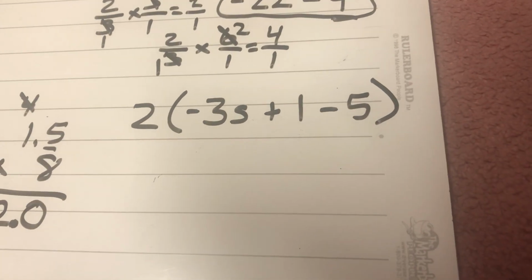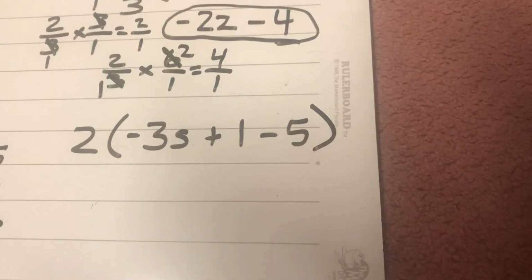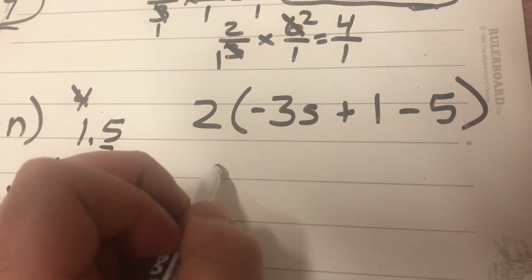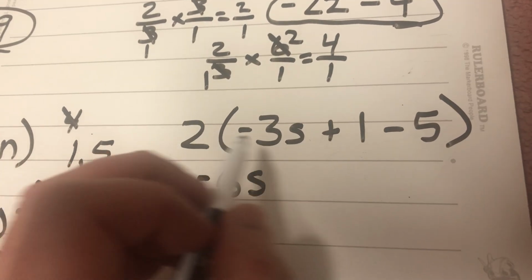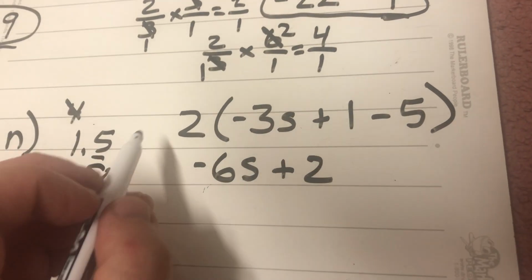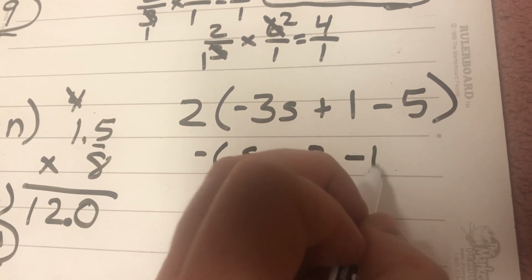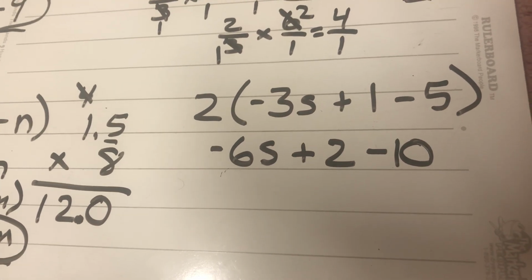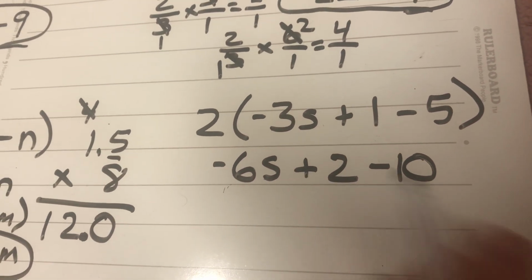2 times negative 3s plus 1 minus 5. Well, first of all, it's going to be all of these multiplied by 2. 2 times a negative 3s, well, positive 2, negative 3 is going to be negative 6, but it has to be a negative 6s. 2 times a positive 1 is a positive 2, and 2 times a negative 5. A positive and a negative has to be a negative. That's going to be negative 10. Well, I'm looking for like terms that I can combine. Like terms that I can combine would be a positive 2 and a minus 10. So here we go again.